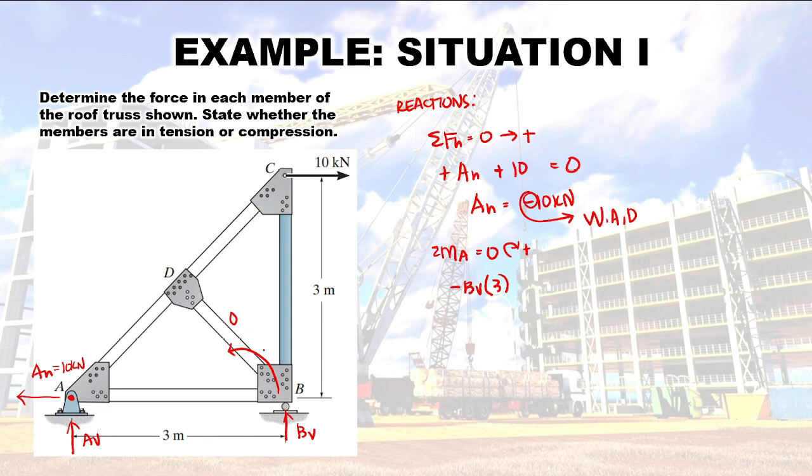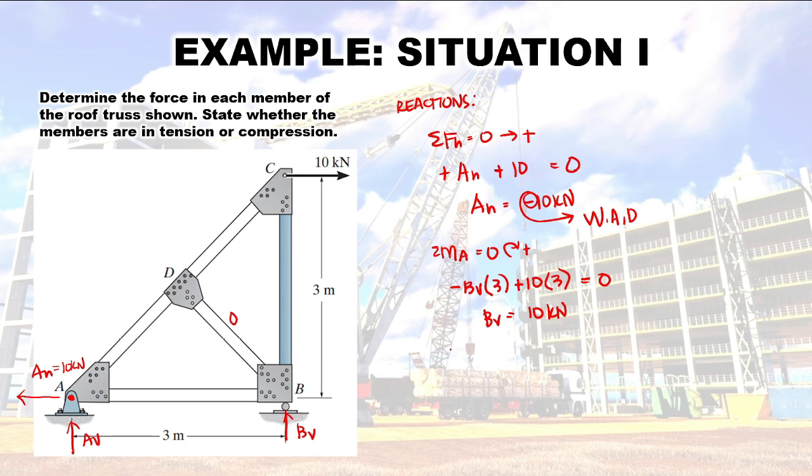So negative. Then we have the 10 kilonewton, that one. For the 10 kilonewton, our moment arm would be from here to here, that is 3 meters. Then our direction is going that way, so that is clockwise. So that will become positive, equal to 0. Then, therefore, our BV here, transpose that, cancel the 3, you would have 10 kilonewton positive. So, therefore, our direction here is really going upwards.